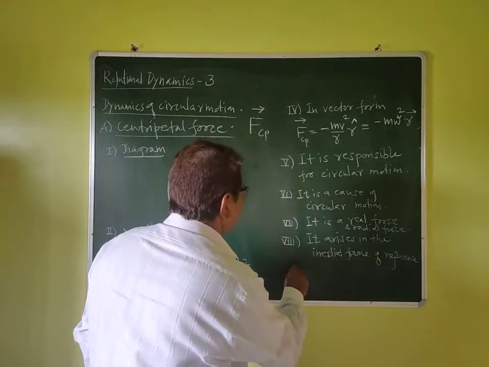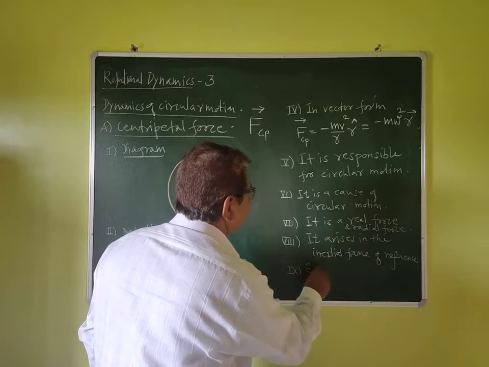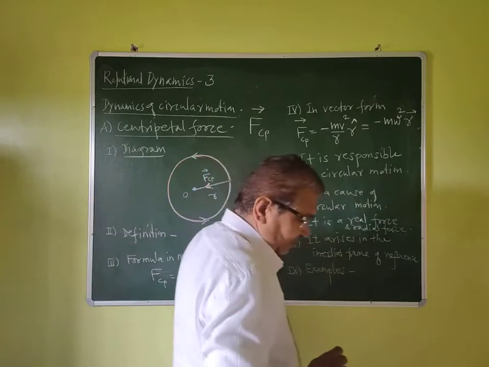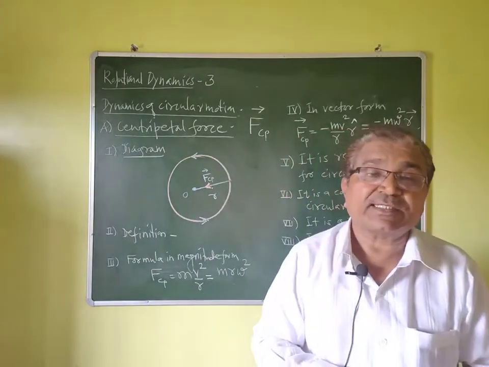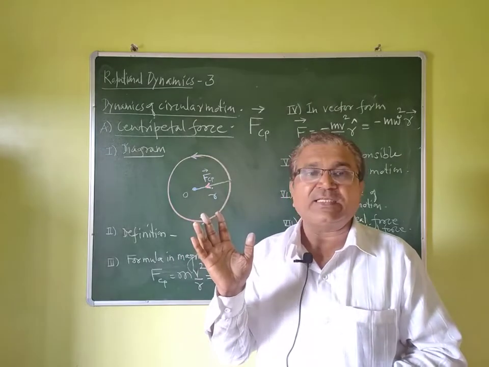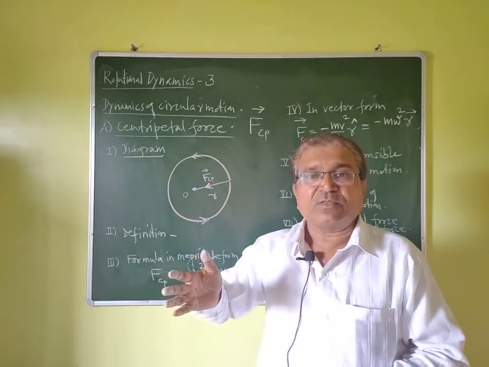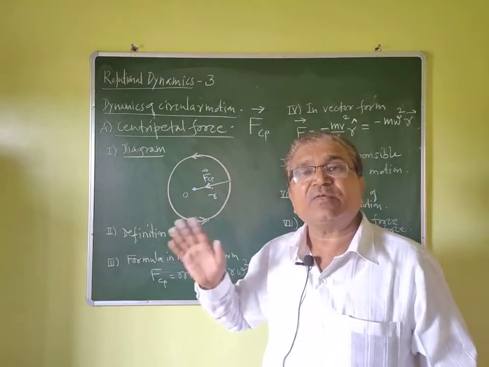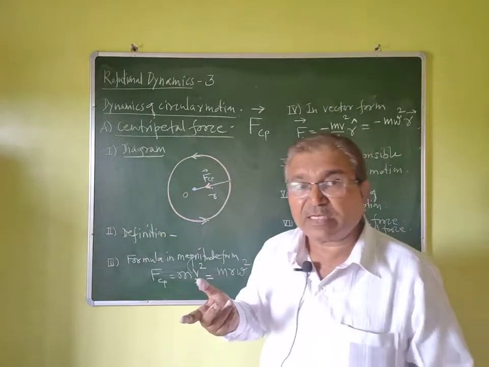And then our ninth point is examples. So when the question is asked, explain centripetal force, then instead of writing the explanation, we write that explanation point wise, so that our physics becomes very simple.